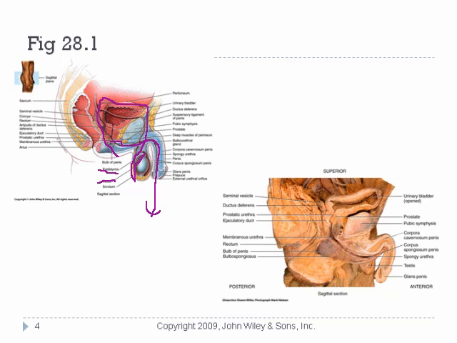And there's another view that we're going to look at that's going to be an anterior view that's going to show the ductus deferens as it goes up over the urinary bladder.